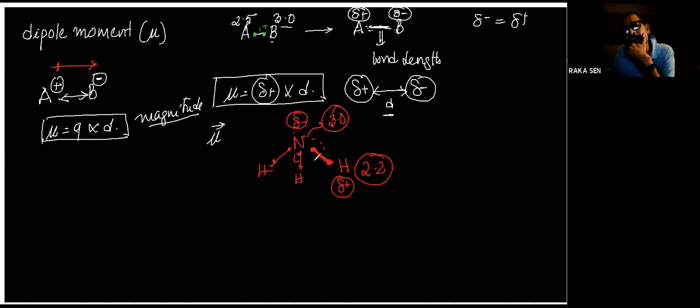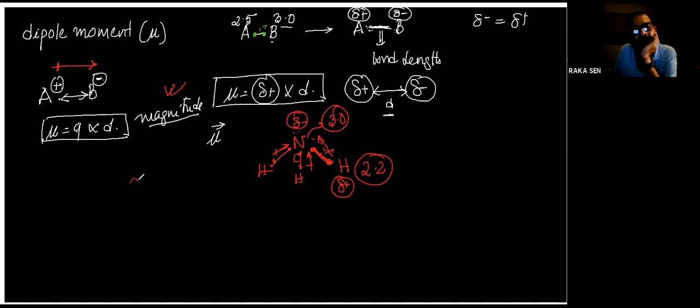And then you have a bond length. So what will be the magnitude? The magnitude will be delta plus or delta minus, whatever the charge is, times the distance of separation, that is the bond length. That will give you the magnitude. And what about the direction? The direction will be from the positive center towards the negative center. So in this case, it will be like this: this is the positive center, this is the negative center.